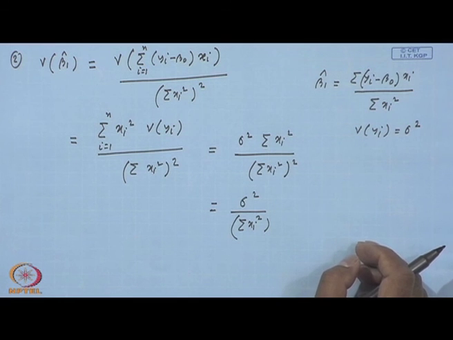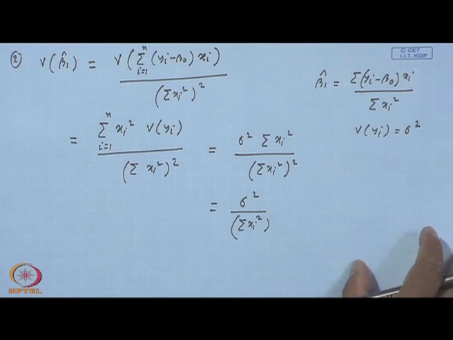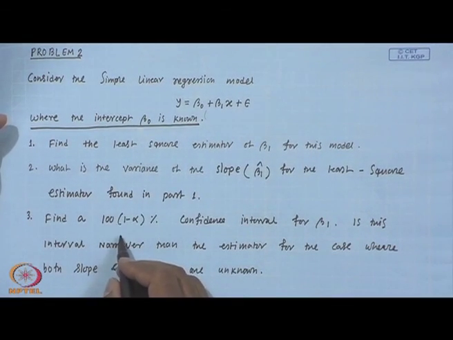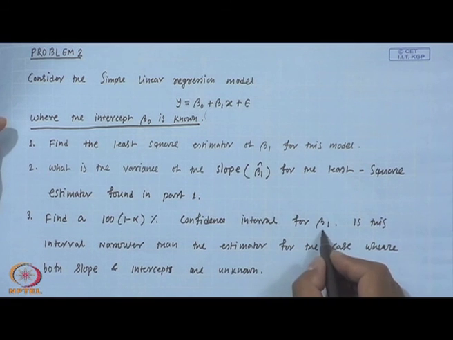Okay. And then the third problem was to find a confidence interval for beta 1. So, the last part was to find a confidence interval for beta 1. Okay.